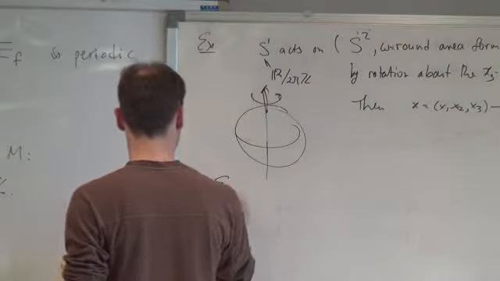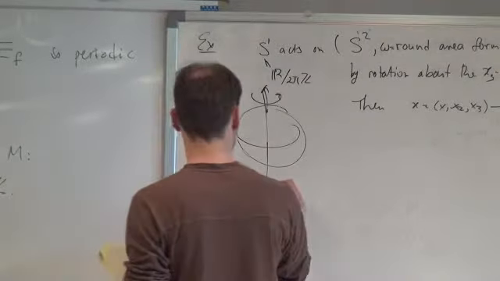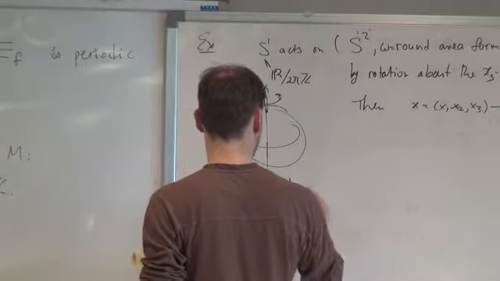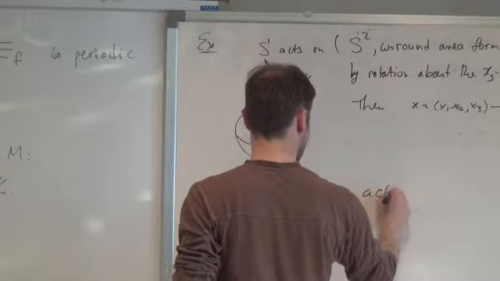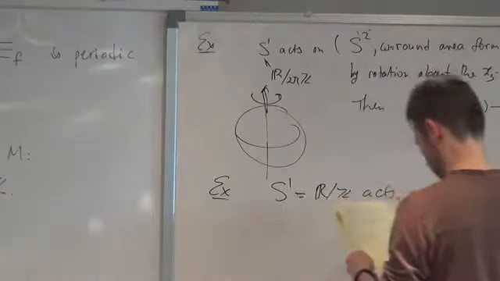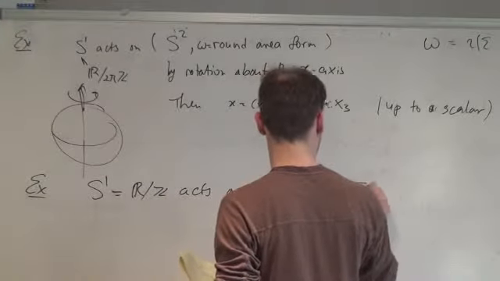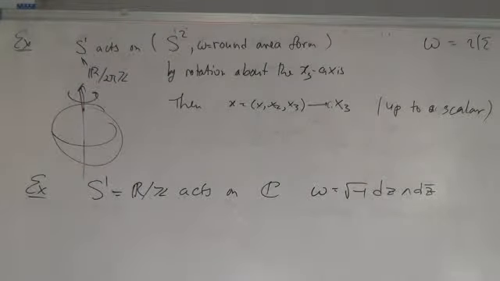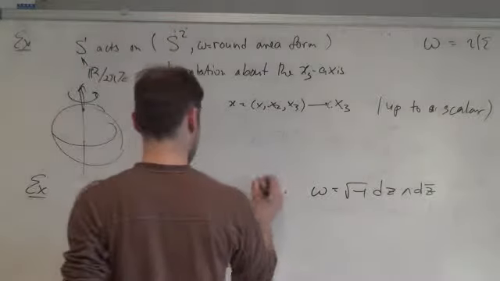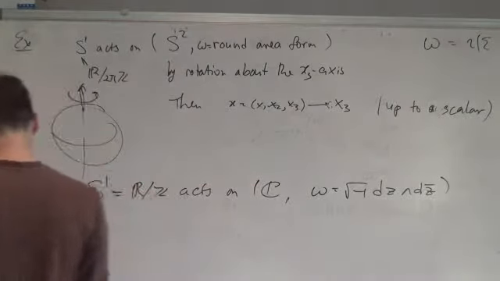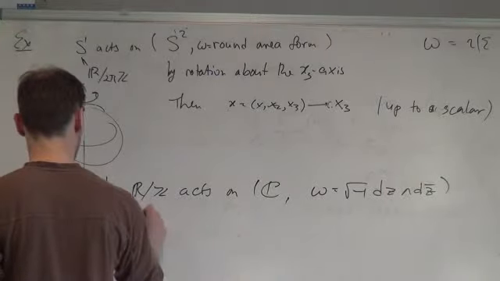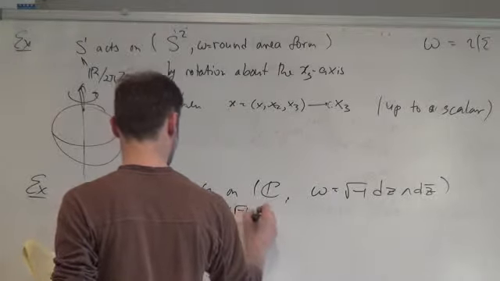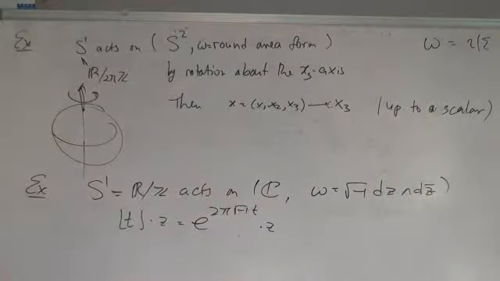Here's another example that actually is very useful for us. S1, now I'm thinking of it as unit complex numbers, well, let's say S1, which is R mod Z, acts on C, and omega is square root of minus 1 dz wedge dz bar. I'll take this form. And the action is, here's the 2 pi's and i's, multiplication.